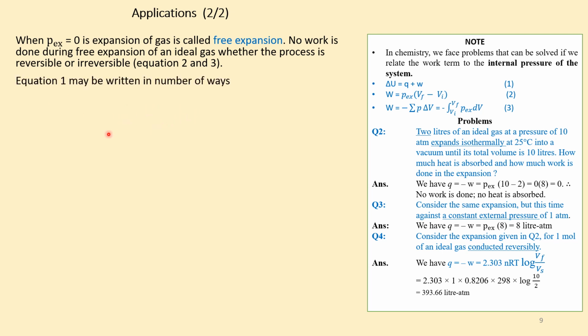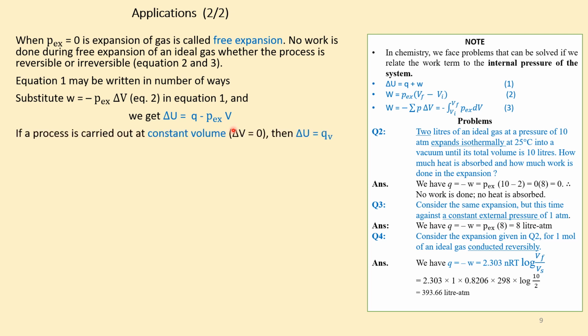Equation 1 may be written in a number of ways. So put W is equal to minus PEX delta V in equation 1. What is equation 1? Equation 1 is delta U is equal to Q plus W. Therefore, we get delta U is equal to Q minus PEX into delta V. Therefore, if the process is carried out at constant volume, delta V is equal to 0, then delta U is equal to QV, because here delta V is 0, there is no change in volume.